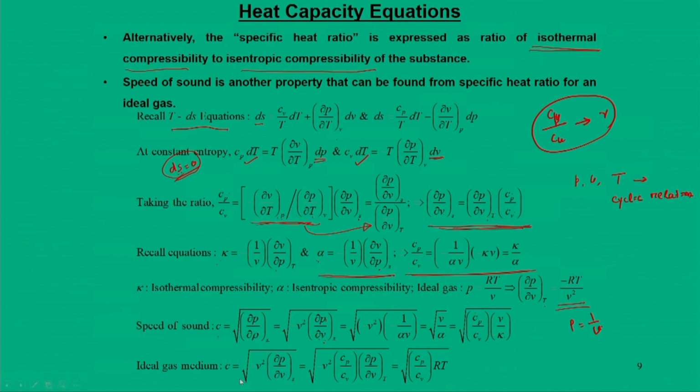And for an ideal gas, this particular expression further gets simplified by considering P is equal to RT by V and also dou P by dou V at constant S is equal to dP by dV at constant T into Cp by Cv. Ultimately, C becomes square root of Cp by Cv into RT.